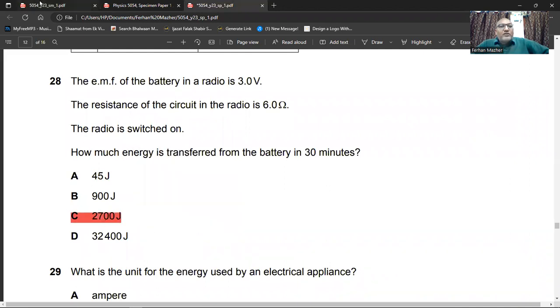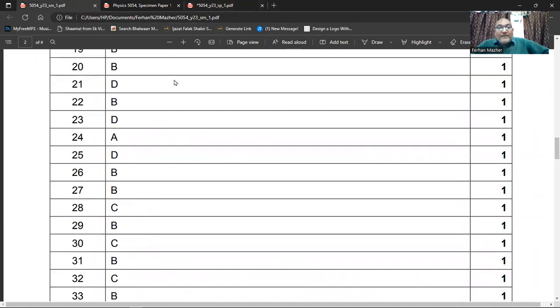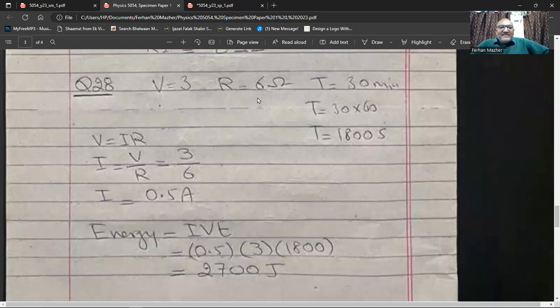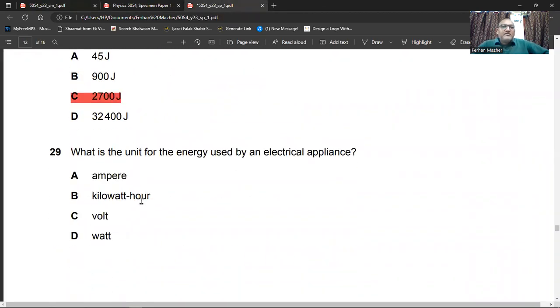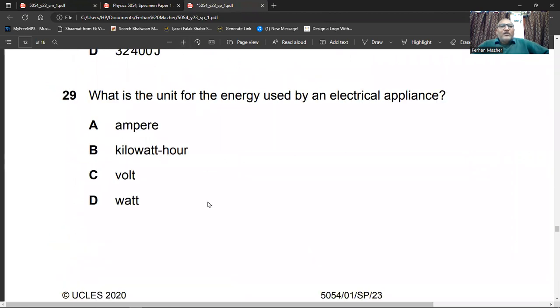So I think question number 28, C will be the... Oh, C is the answer. This is the calculation which we did. C is the answer.